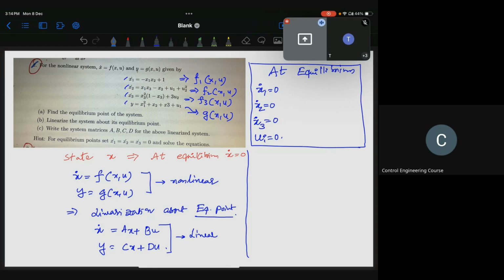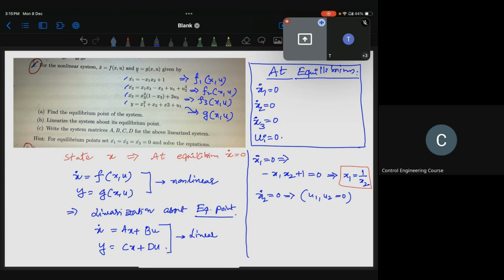Now, as I said, at equilibrium all these derivatives become 0. So when x1 dot equals 0, that means minus x1 x2 plus 1 equals 0. So what does this become? x1 is equal to 1 by x2. Next, the second case, when x2 dot equals 0, we also need to take u1 and u2 as 0. That is the condition for the equilibrium.